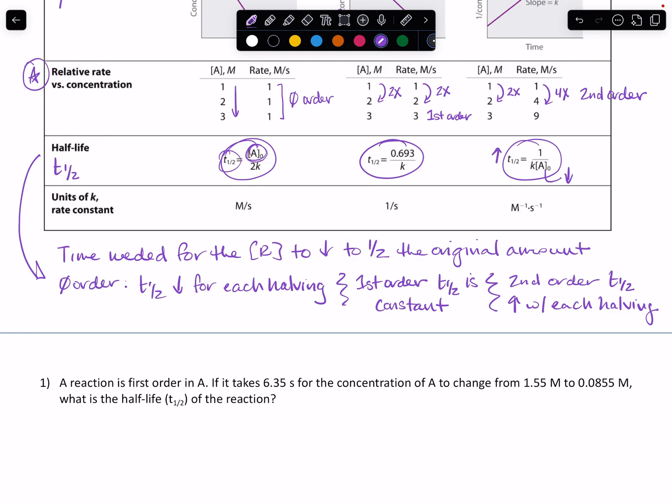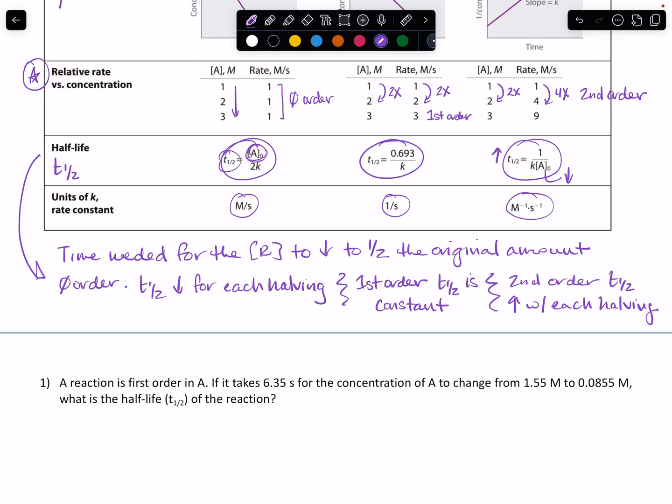Okay. And then finally, we've got the units for K. We've talked about that already in terms of our differential rate laws. It's the same thing here. As you go up in order, the molar is going to increase in that denominator. So zero order, it's up top. First order, there isn't one. Second order, there's one in the bottom.